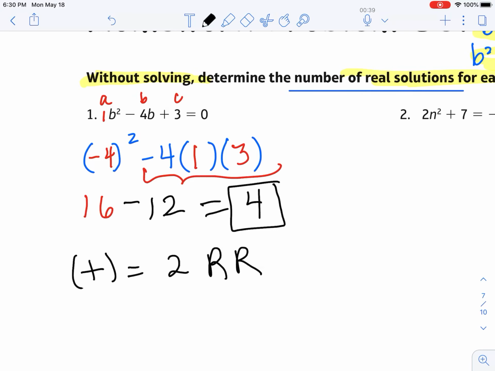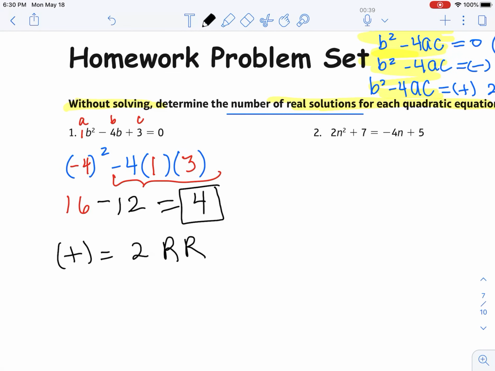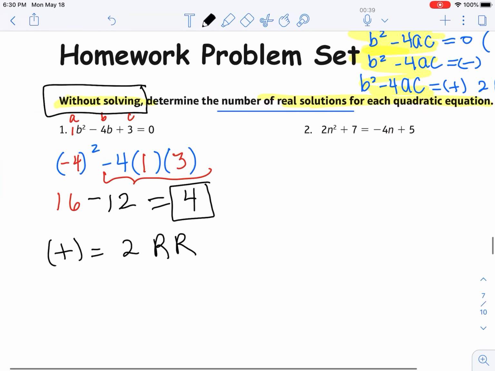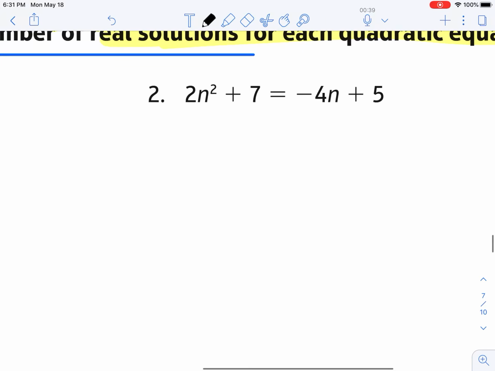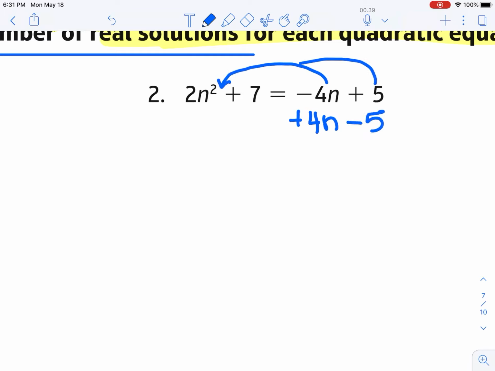Okay, so that's the work that I expect to see. Just because it says without solving, you're not solving for the actual roots, you're just determining the number of real solutions. So don't forget, for all of these, make sure everything is set equal to 0 before you begin. So I will get you started on the second problem here. I want to line up like terms and move everything to the left. It just seems a little bit easier that way. So I'm going to add 4n in order to move it over here, and then I'm going to subtract 5 in order to move it over to the left side, lining up like terms.